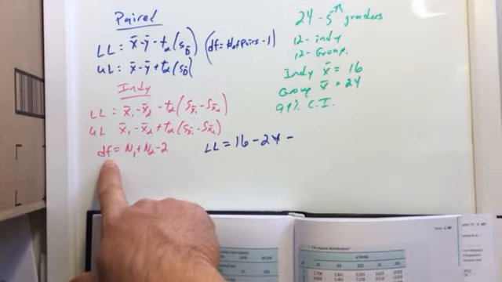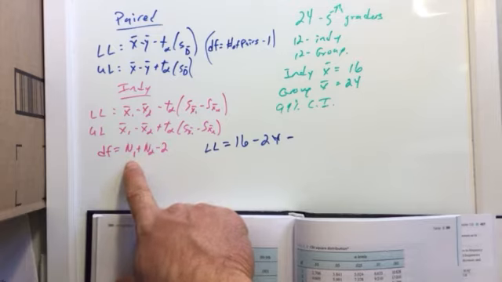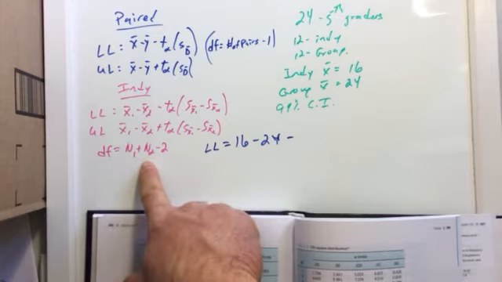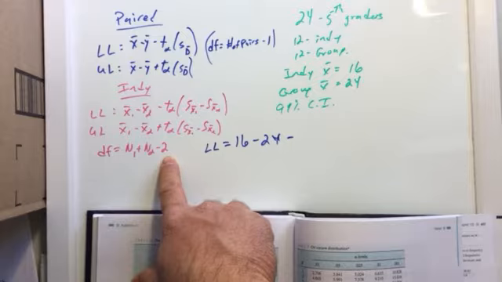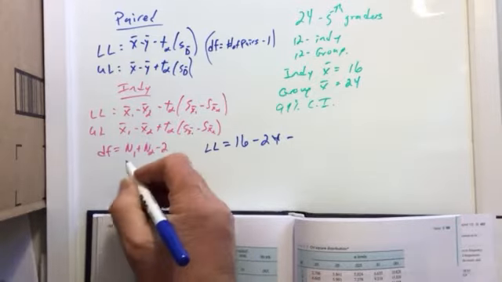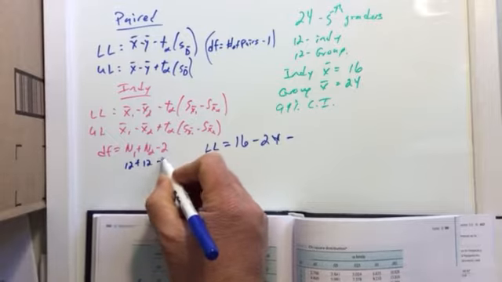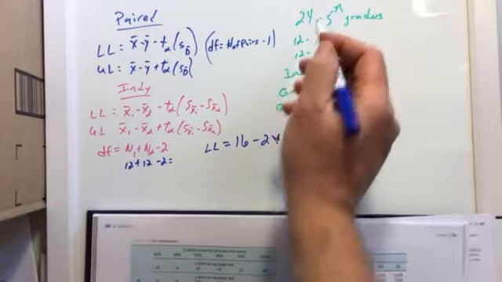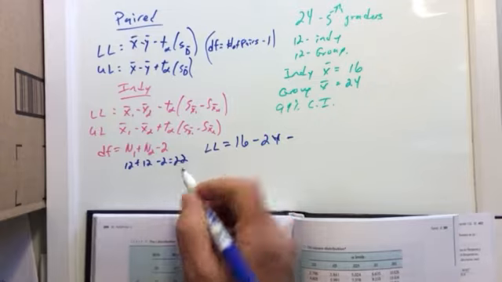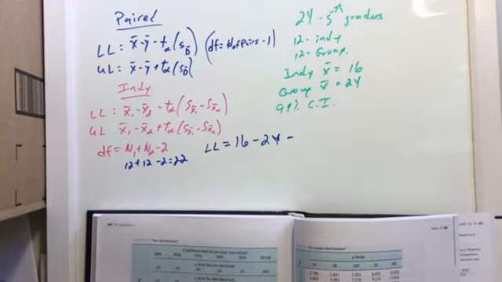Well, if we're dealing with an independent two sample test, our degrees of freedom are N1 plus N2 minus 2. That's our degrees of freedom. So how many people were in N1? We got 12 people there, plus 12 people here, minus 2. So we got 24 total, minus 2. Our degrees of freedom are 22.